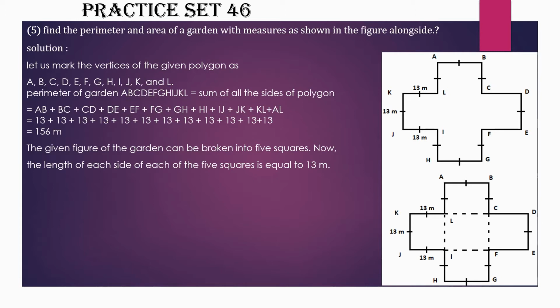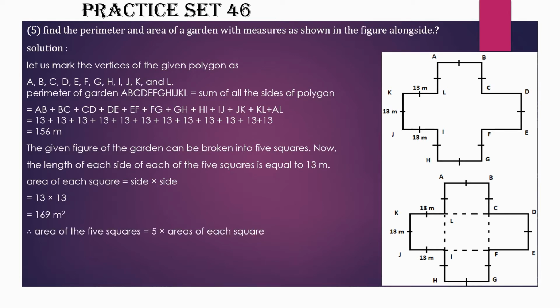The length of each side of each of the 5 squares is equal to 13 meters. So the area of each square, with the formula side into side, will be 13 into 13, that is 169 meter square. The area of 5 squares will be 5 into the area of each square, which will be equal to 5 into 169, that is 845 meter square. That is, the area of the entire garden will be 845 meter square. Hence the area of the given garden is 845 meter square.